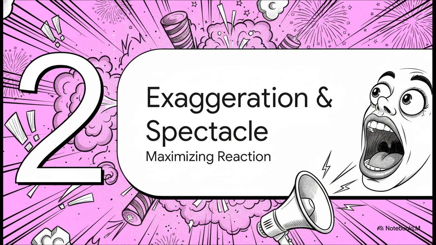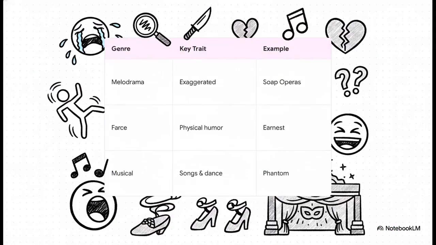Moving right along, let's hit section 2, exaggeration and spectacle. Okay, let's look at 3 highly engaging forms of drama that are designed for maximum audience reaction. First up is melodrama. This is where emotions are just cranked up to 11. You have a crystal clear distinction between heroic good and villainous evil, crazy plot twists, and highly emotional scenes. If you've ever watched a daytime soap opera, you've watched a melodrama. Its entire purpose is suspense and keeping you hooked. Next, we have farce. This is pure absurd comedy.